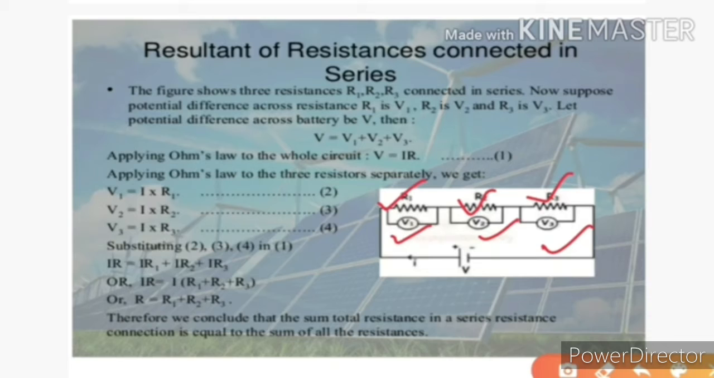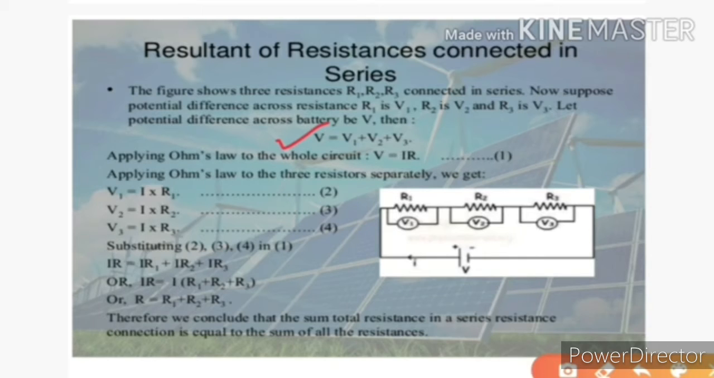Let the total potential difference across the battery be V. Then the total potential difference V is equal to V1 plus V2 plus V3.